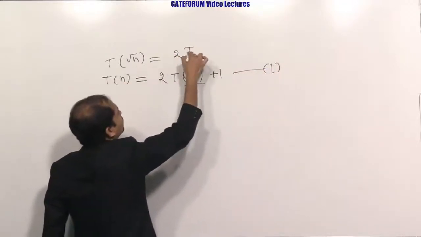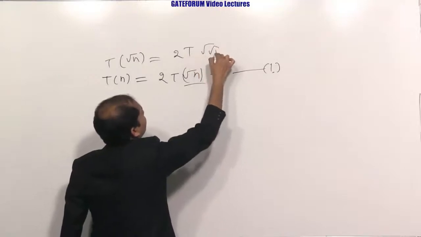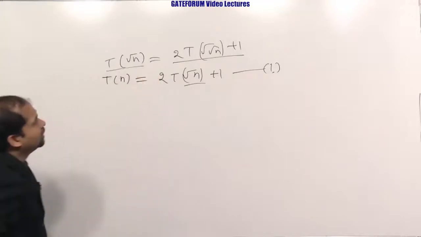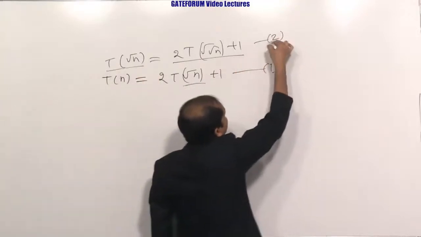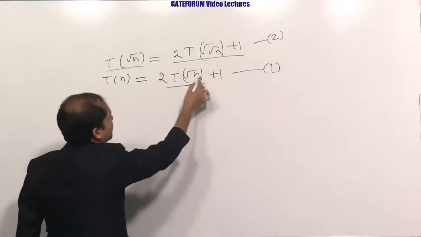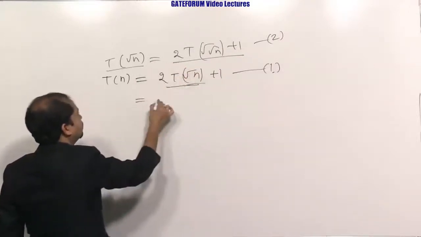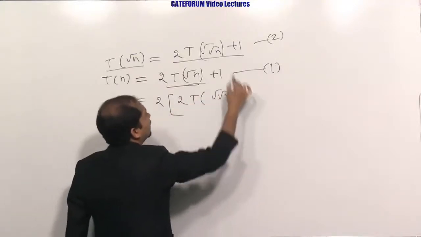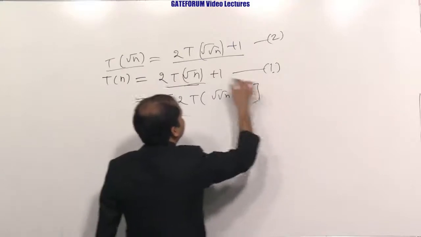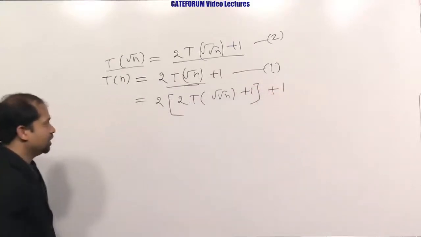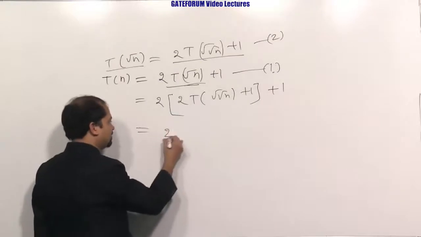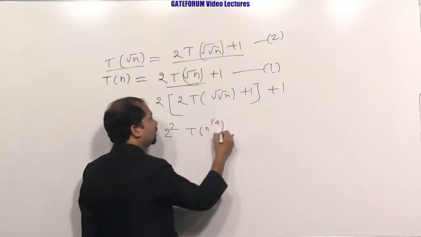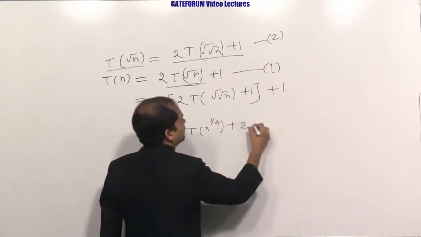So it will be 2 T of root of root n, plus 1. So this whole thing is nothing but a replacement of this. From equation 2, we can replace the value of this. So here we have 2 root of root n, and this plus 1, and then plus 1, like this. Although it is complex, it is very easy. We can write root of root n, which is nothing but n to the power 1 by 4, plus this 2, plus this 1.